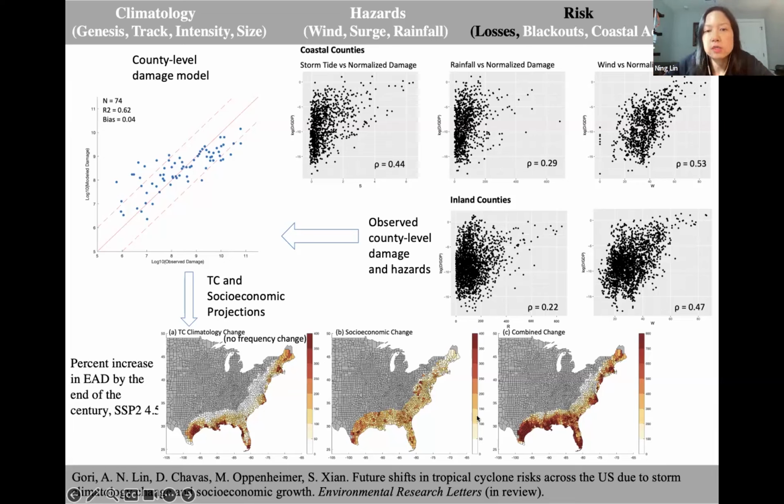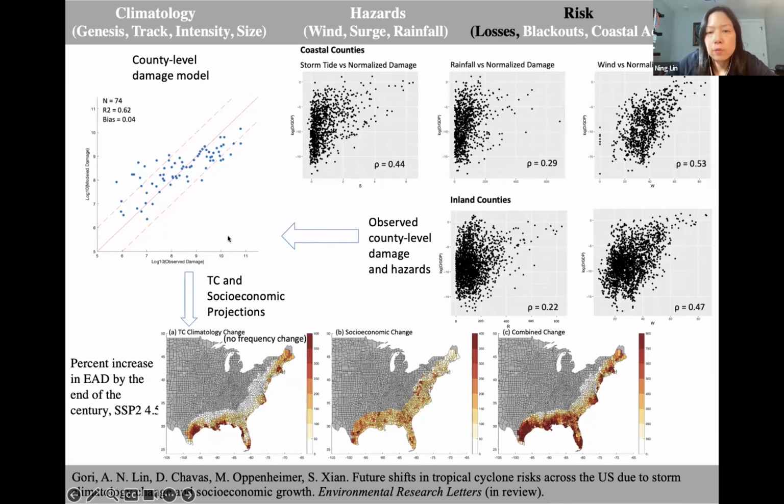So previously losses were modeled as a function of just the storm intensity, for example, or size. But here we want to model losses as a function of the hazards, rainfall, surge, wind, because we can simulate them and they are more directly causing the damage. So this is a model based on the local hazards compared with the aggregated data for individual storms.